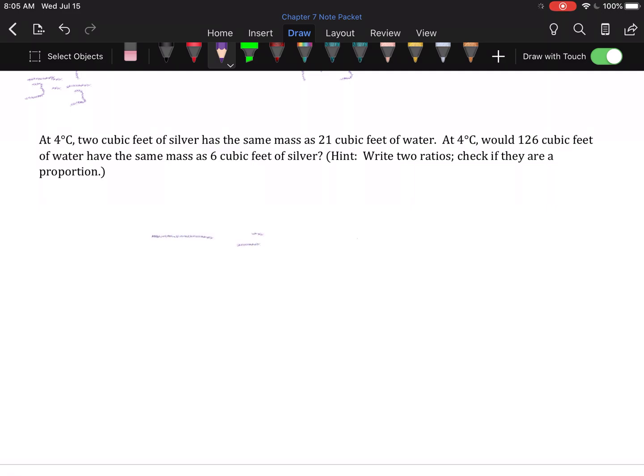Okay, so two ratios would be like this. And checking, I'm going to put a question mark over my equal sign to say I'm checking this. In order to be able to do this, I have to set these up the same way. Now, there are 6 numbers in this problem, and I have room for 4. So there's 4 degrees, 2 cubic feet, 21 cubic feet, 4 degrees, 126 cubic feet, and 6 cubic feet. There's 6 numbers in 4 spots. That means 2 of these are redundant, and they are the temperature.